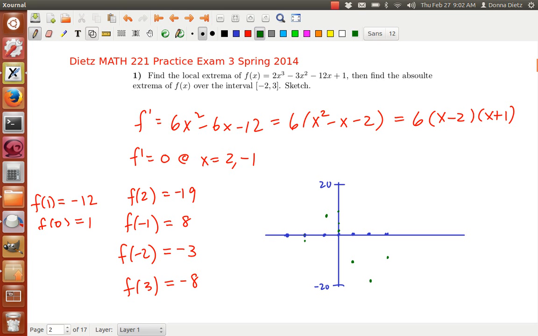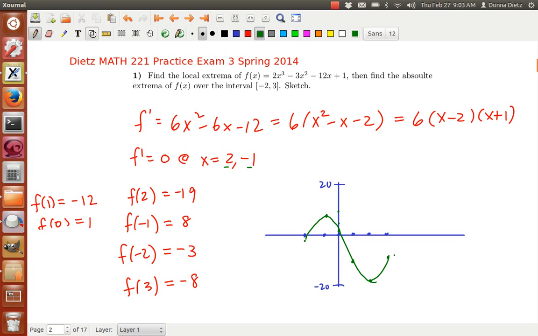Yep, I made way too many points. There we go. That's all we need. And we just kind of connect the dots. We already knew that x is 2 and negative 1 are the maxes and mins, so that should not be a surprise. I'm going to graph this thing.